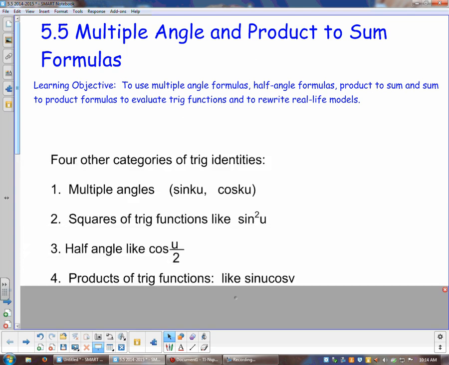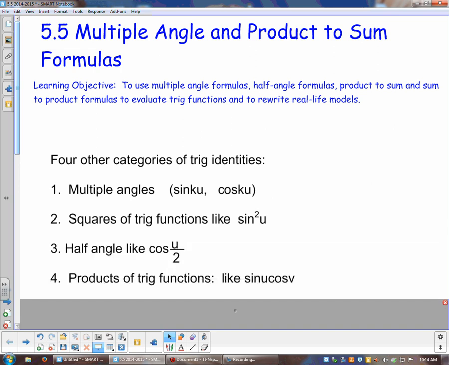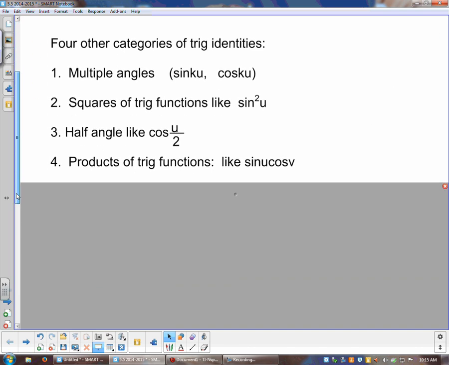All right, there are 4 other categories of trig identities that we have not looked at yet. And they are of these forms. Multiple angles, like sine of some number times u, like sine of 2u, sine of 3u, or whatever it is. Squares of trig functions, there are some identities for that we have not looked at. Half angle formulas, like cosine of u over 2. And products of trig functions, like sine of u times cosine of v. All right? You don't need to write that down.